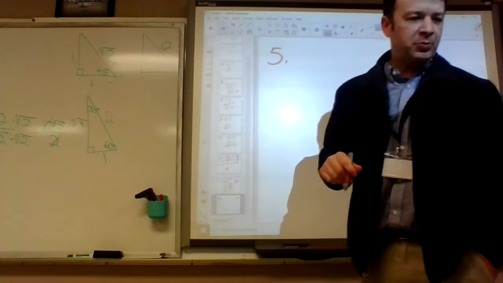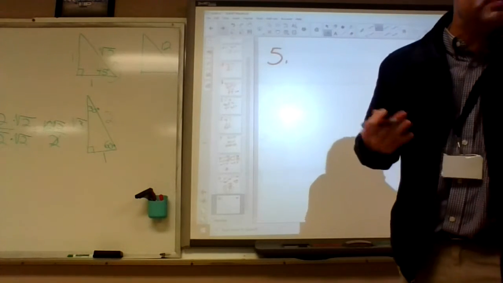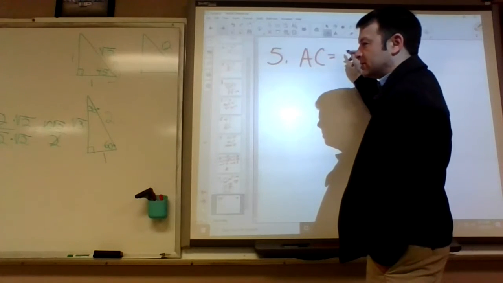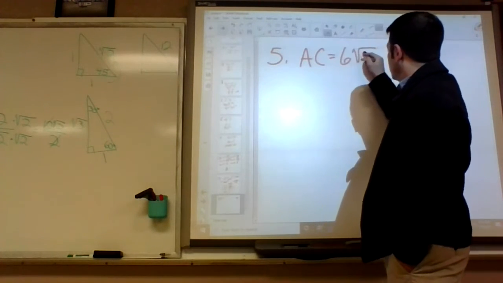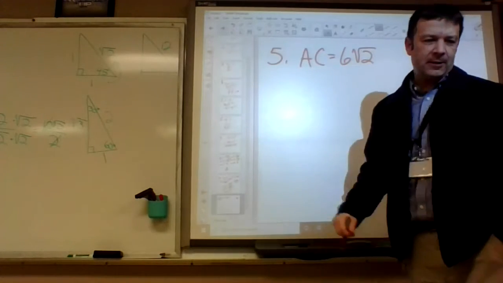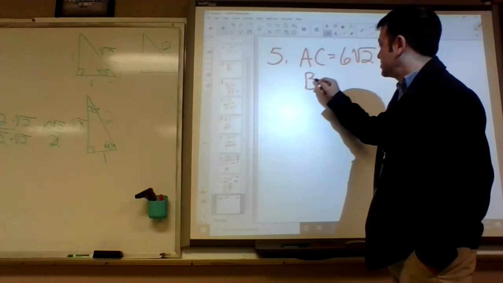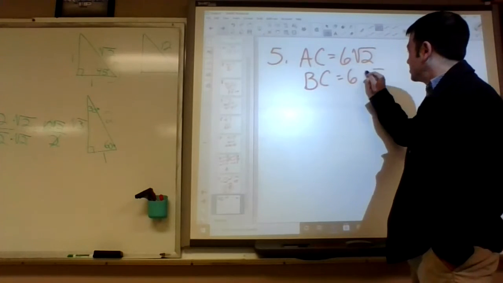First answer for number 5. I guess that would be AC. AC is 6 square root of 2. What would the other leg have to be then? Same thing. So BC or CB or whatever is also 6 square root of 2.